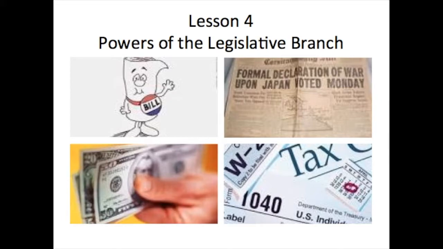Hi everyone, welcome to Lesson 4 in the Legislative Branch. This last lesson will focus on the powers of the legislative branch.